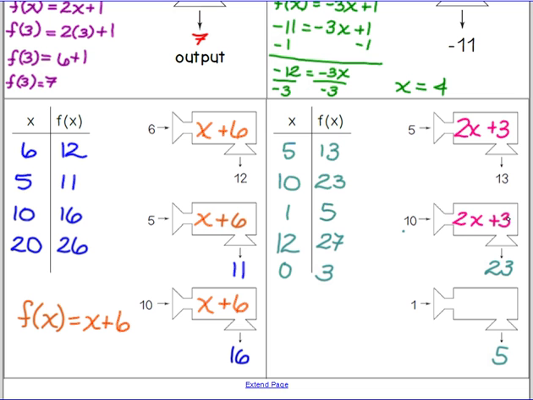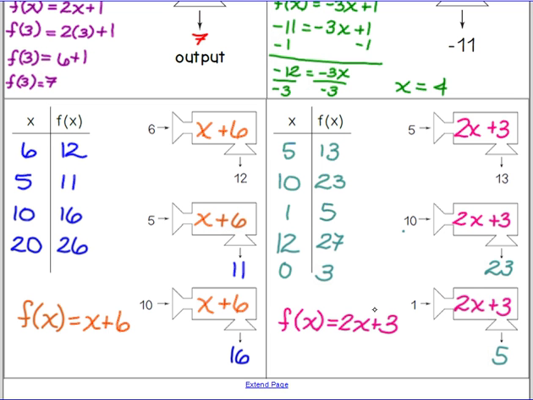2 times 10 is 20, plus 3 gives us an output of 23. 2 times 1 is 2, plus 3 is 5. 2 times 12 is 24, plus 3 would give us an output of 27. 2 times 0 is 0, plus 3 would give us an output of 3. So our function rule for this would be f of x equals 2x plus 3.